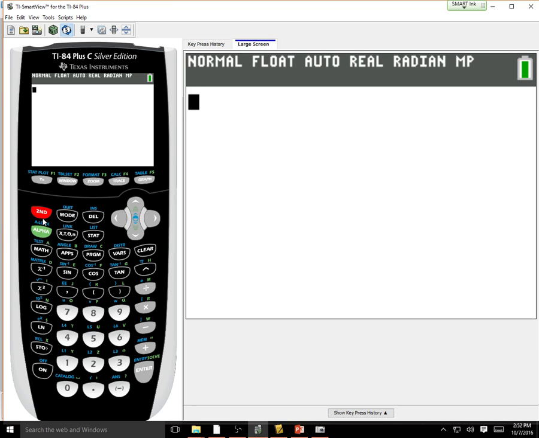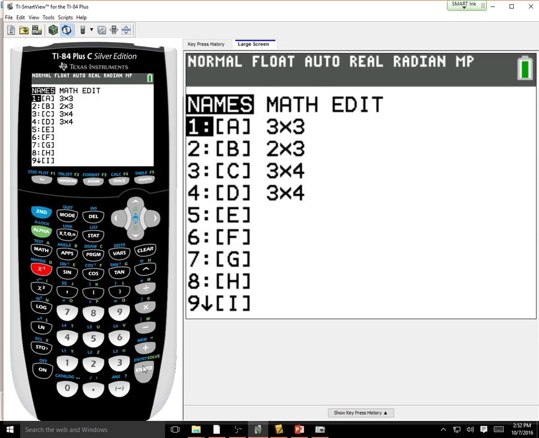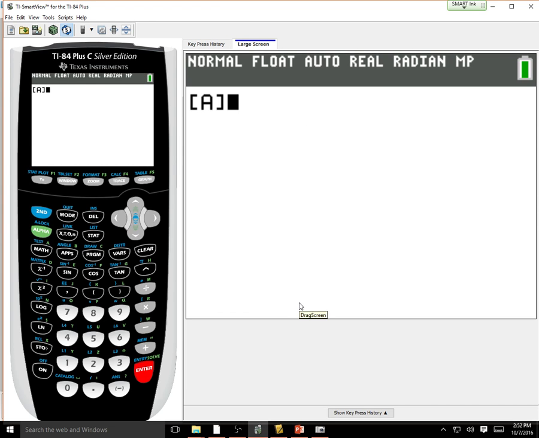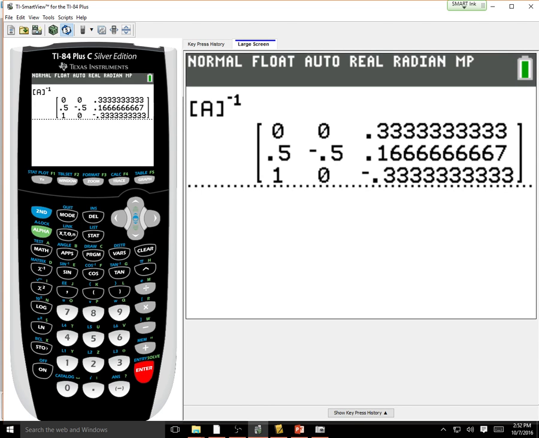I'm going to go second matrix again so I can find what matrix I'm looking for, which is A. And I took that to the negative first power, like that, which is inverse. I push enter, and it spits out the inverse matrix for me. Okay? That's a lot of things.